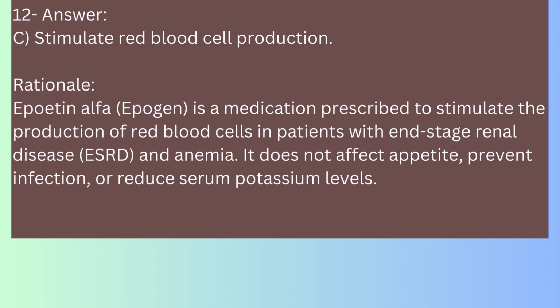Rationale: epoetin alfa (Epogen) is a medication prescribed to stimulate the production of red blood cells in patients with end-stage renal disease (ESRD) and anemia. It does not affect appetite, prevent infection, or reduce serum potassium levels.